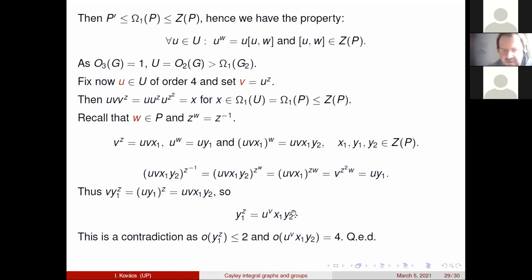But what do we get here? We get that this is an element of order at most 2. But these are elements of order at most 2, they are central, and U is of order 4. So on the right side, you get an element of order 4. On the left side, at most 2, which is not possible. And this shows that this group should have either a normal Sylow 2 subgroup or a normal Sylow 3 subgroup. In both cases, we just get the classes in the theorem. And this is the proof of the theorem.